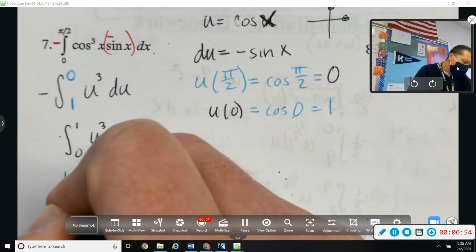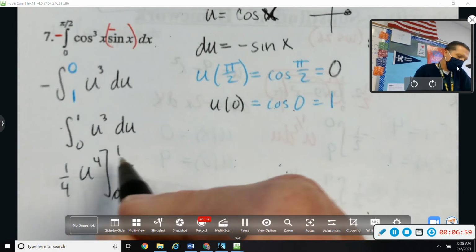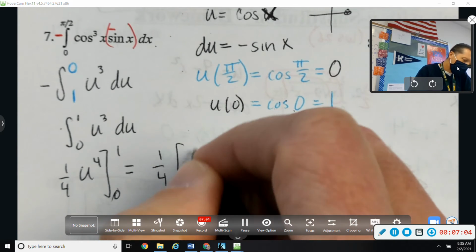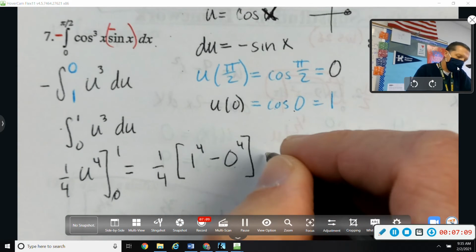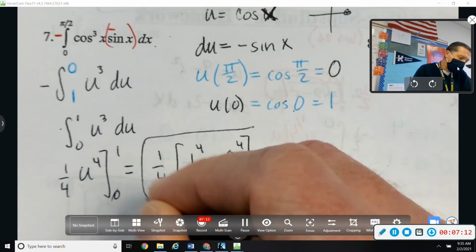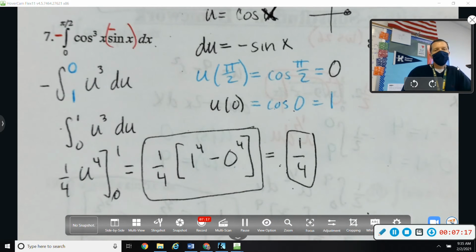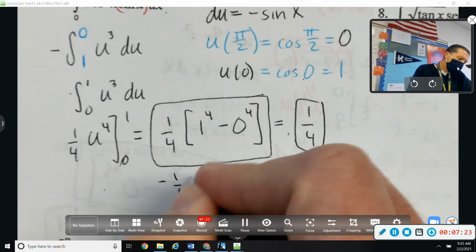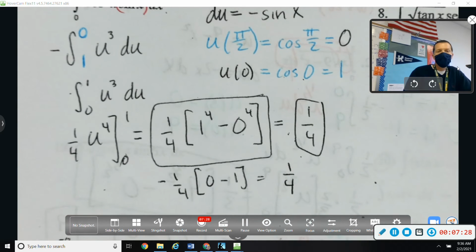So u to the 4th over 4 from 0 to 1. Again, these are u values, so I'm good now. I can evaluate this. 1/4, 1 to the 4th minus 0 to the 4th. Which is a safe stop. There's nothing wrong with that. But that would just be 1/4. If you didn't switch them around, you'd have the negative out front, and you'd have 0 minus 1, so you'd still end up at 1/4. It would just look a little bit different through the course of the problem.